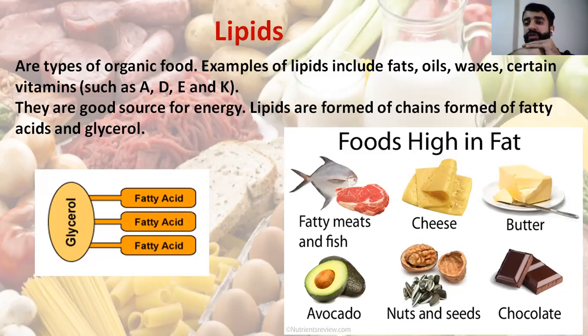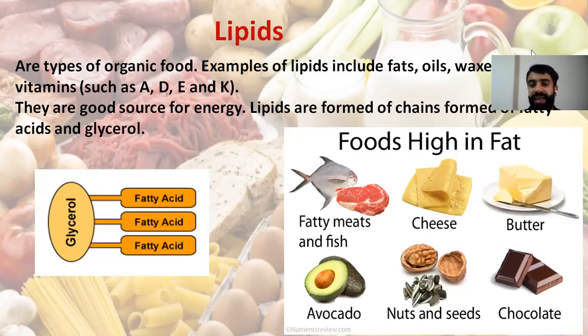Let's move to another type of organic food, which is the lipids. Lipids. What are the lipids? They are a type of organic food. Examples are fats, oils, waxes, some types of vitamins A, D, E, and K, nuts, for example fatty meat and chicken and fish, butter. All of them are classified as fats.